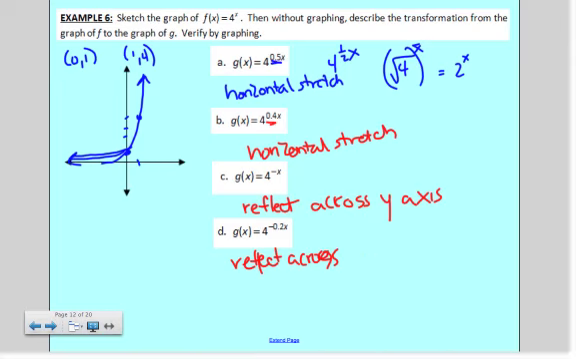And if that were something besides decimals, like 4 to the negative 2x, you would still reflect across the y-axis, but that 2 would actually make it get smushed instead of stretched out. We're not as concerned with that exactly; we're more interested in the plus and the minus and that kind of thing.